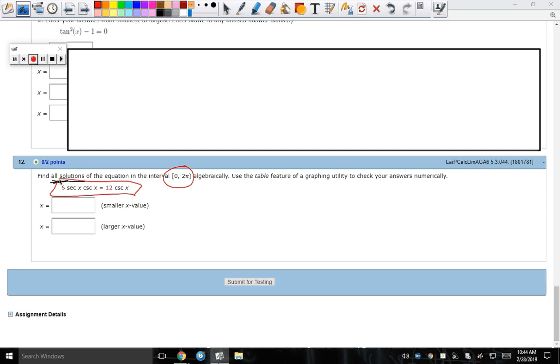So a good rule of thumb to start off at, and I'll tell you this right now, is to move everything over to one side and set it equal to what? 0. So if I do that, I have 6 secant x cosecant x minus this 12. You with me? How many terms do you see? 2. So from here, this is what I've told you during class, during this chapter. What should people do right now?